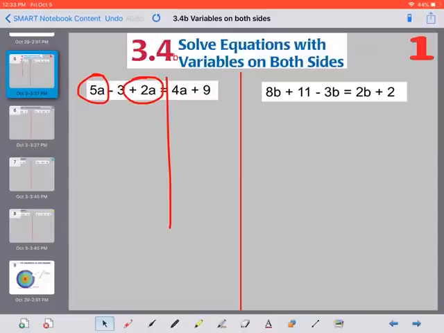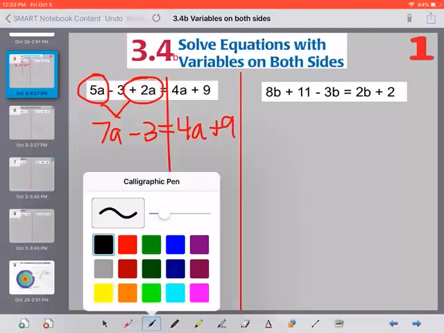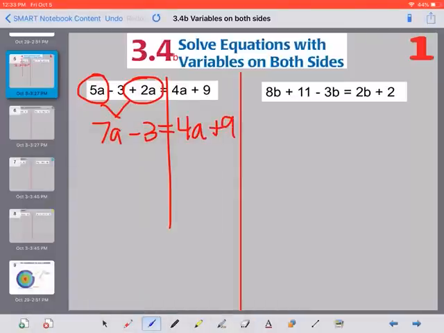So if they're on the same side of our equal sign, we can combine them, add or subtract, whatever we have. But if they're on opposite sides, you have to move them from one side to the other. So right away here, 5a plus 2a, they're all positives, so we have 7a. And then I'm just going to rewrite the rest. So now we have all of our letters together on the left side here.